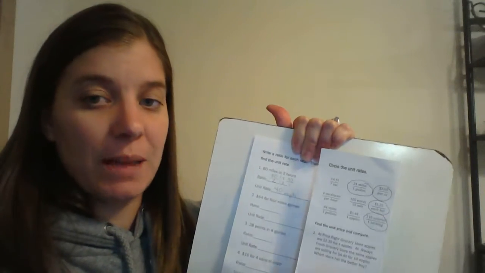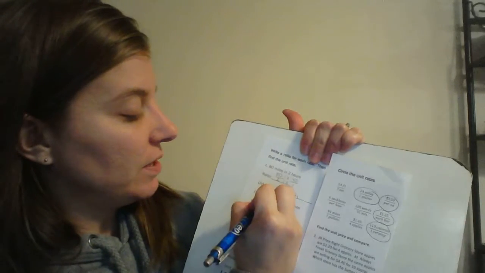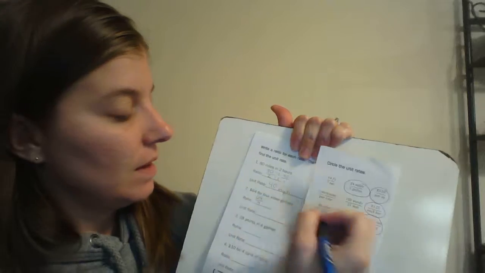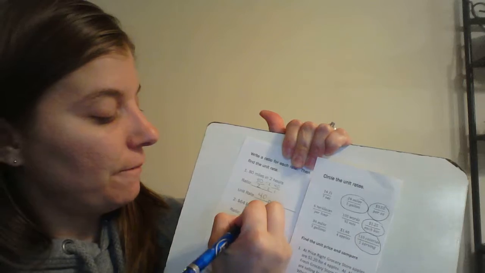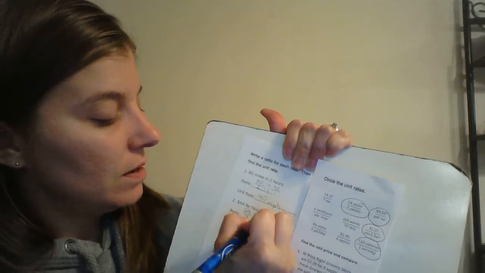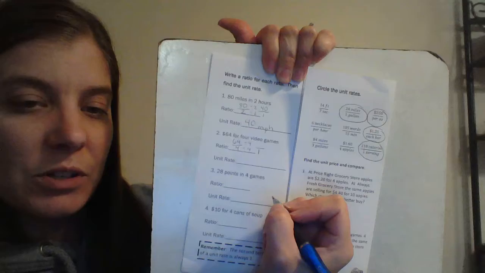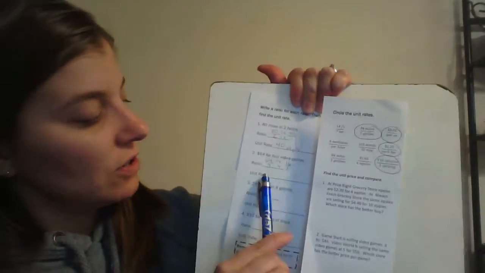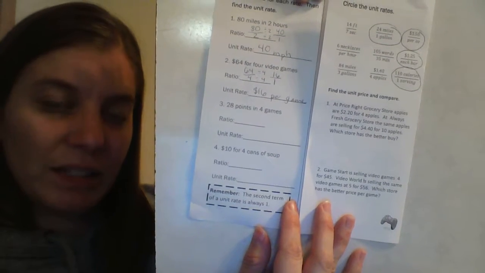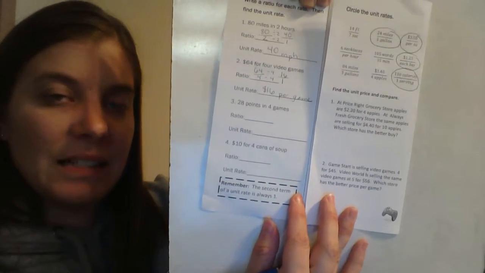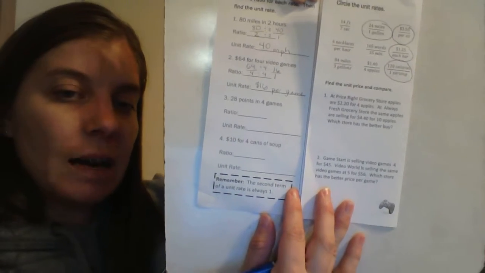$64 for 4 video games. So we're figuring out how much money for one video game. So we're going to put 64 over 4. Over here, we're going to leave a little space and we're going to write for one video game. 4 divided by 4 is 1. So 64 divided by 4, I'm just going to tell you the answer is 16. Okay? So then when you go to put your answer down here, you're going to say $16 per game. Okay, so it's $64 for 4 video games. That means it's $16 for one video game. All right, moving on to the next one.